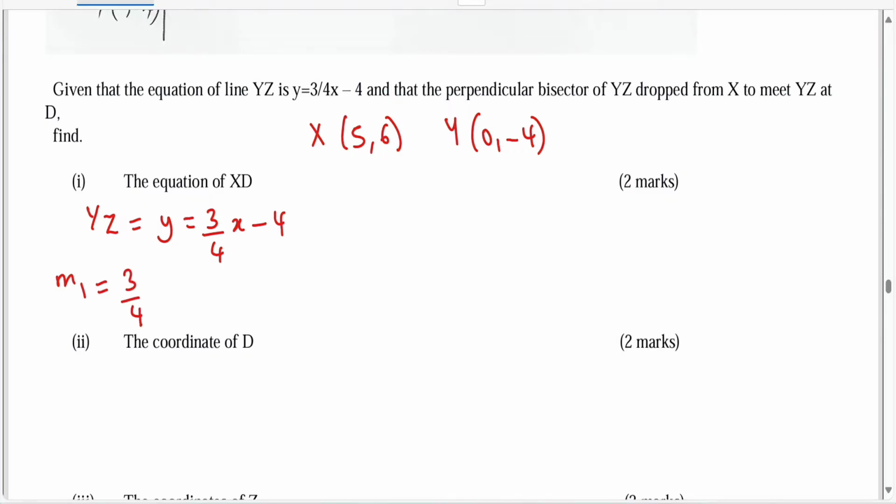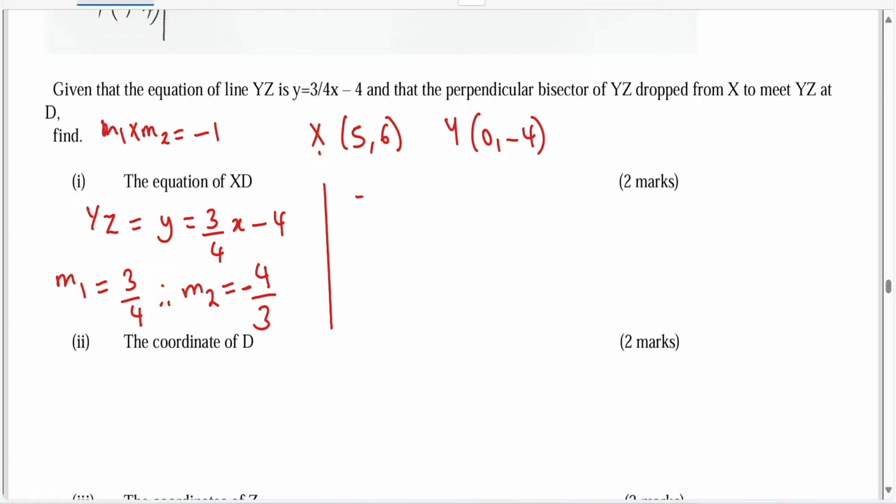And for perpendicular lines, you usually know that m1 times m2 is equal to -1. So if our m1 is 3 over 4, our m2 for the equation of XD is the reciprocal of 3 over 4, which is 4 over 3, and you change the sign, wabadilisha sign. Ikiwa ile m1 ni positive, m2 yako hapa itakuwa ni -4 over 3. Si ni rahisi, watu wengi wadhani ni ngumu. Okay, XD yetu tutatafuta vipi?